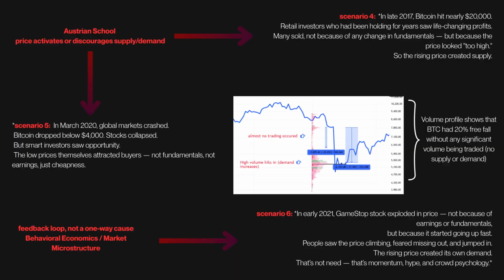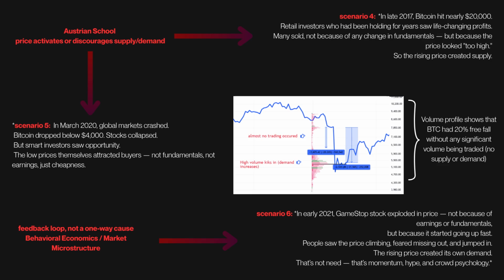Scenario 4. In late 2017, Bitcoin hit nearly $20,000. Retail investors who had been holding for years were suddenly looking at life-changing gains. Many started selling, not because fundamentals changed, but because the price looked good enough to sell. In this case, the rising price itself created supply. Exactly what the Austrian school suggests. Price can trigger behavior. It can activate supply or discourage demand.